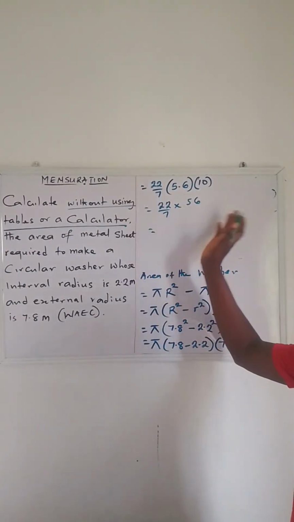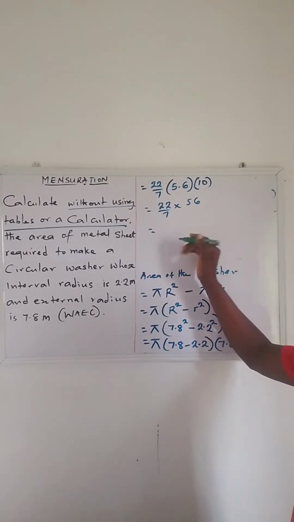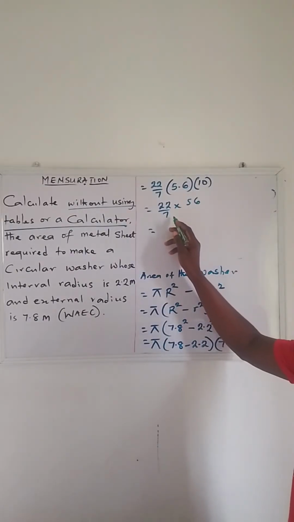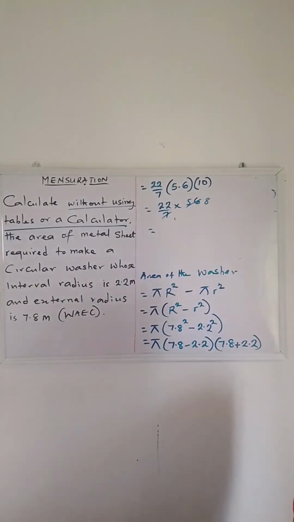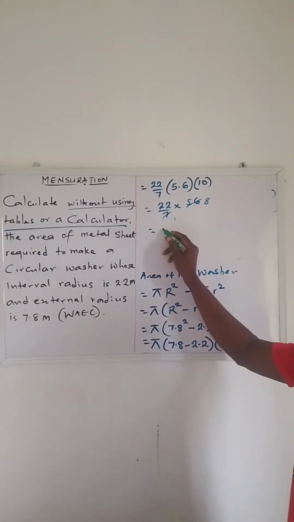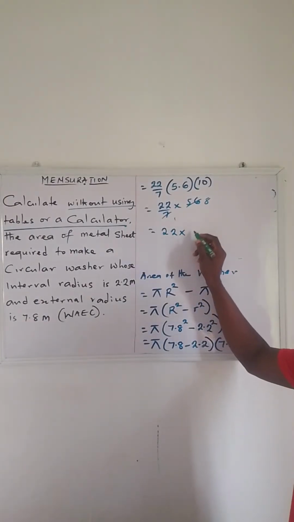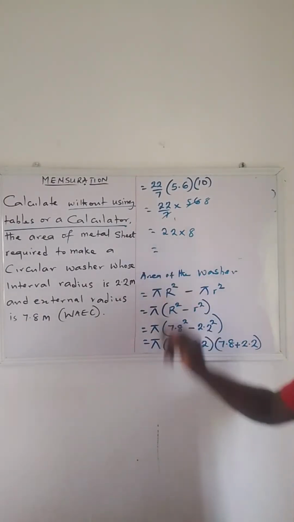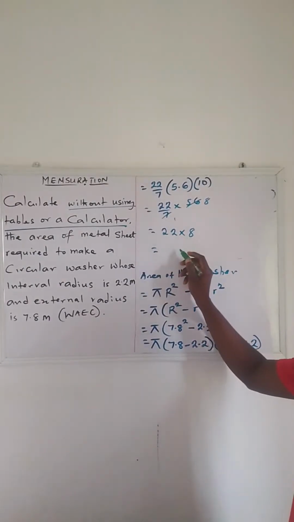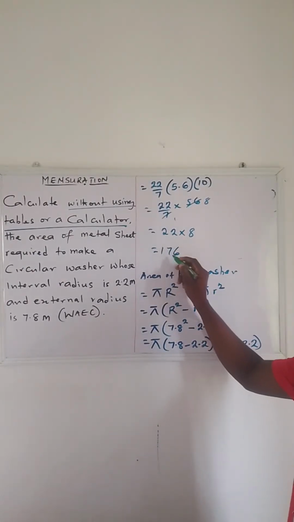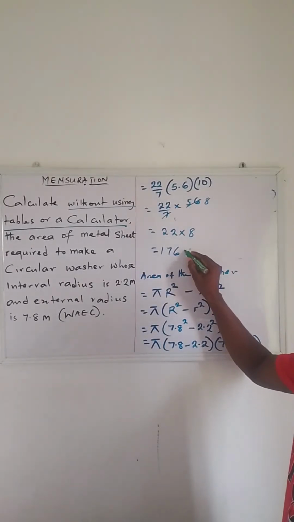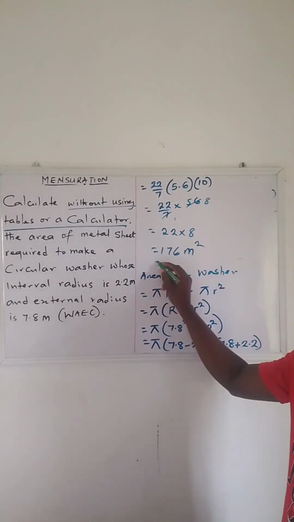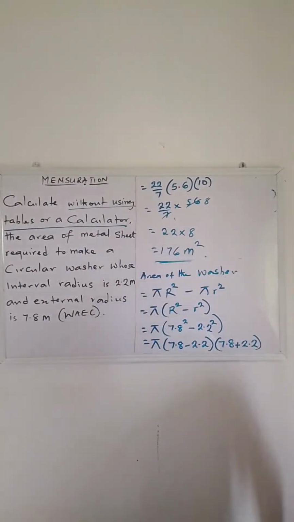You are not making use of your calculator now. So, 8 goes here, 7 goes here, 1, 7 goes here, that's 8. Now that gives you 22 times 8. And what will that give you? Now that's 6 and that's 7. That's 176 centimeter square. So that is the answer to the problem.